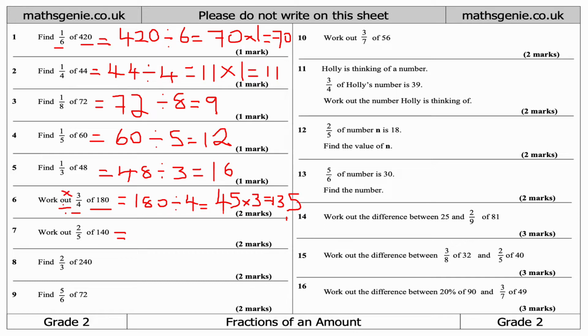Question number 7, work out 2/5 of 140. Well, I do 140 divided by 5. Again, I'm not too sure what the answer is to this, but I can just use the bus stop method to the side here to work it out.